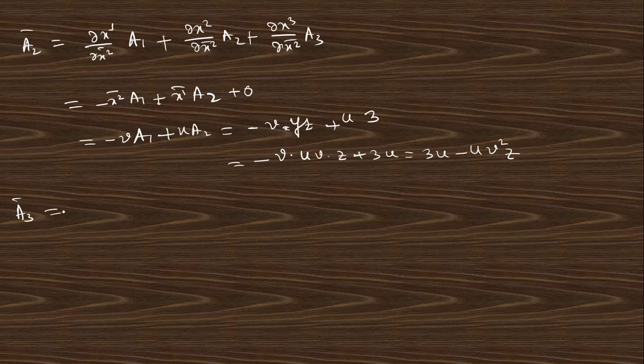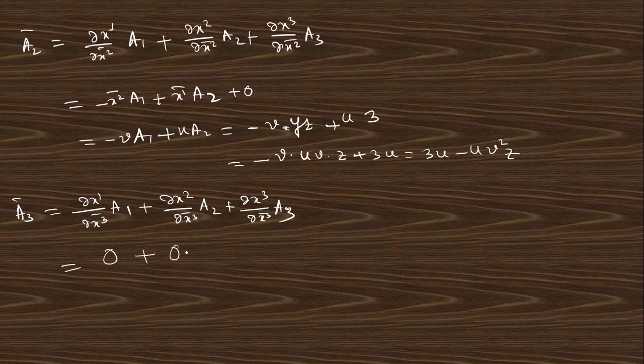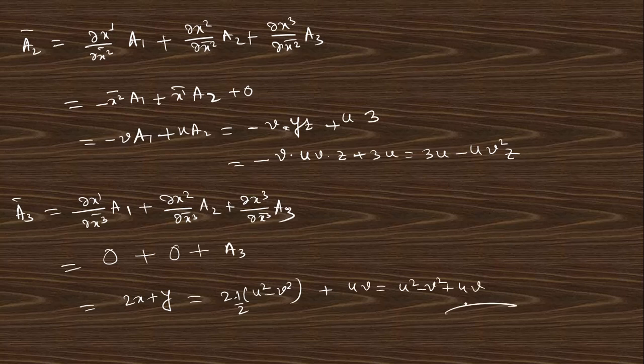Similarly, a3 bar equals del x1 by del x3 bar a1, plus del x2 by del x3 bar a2, plus del x3 by del x3 bar a3. If you calculate, del x1 and del x2 by del x3 bar are 0, so these terms vanish and this gives you a3. That means 2x plus y, where x is half of u square minus v square and y is uv, so you will get u square minus v square plus uv. This is the answer. I think it is clear.